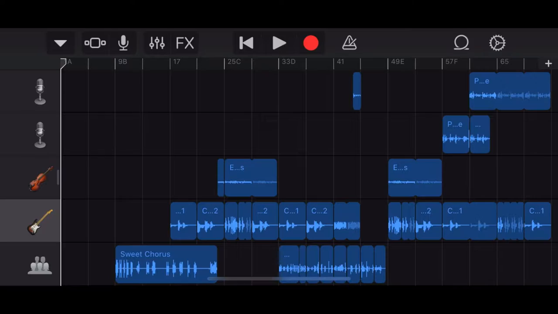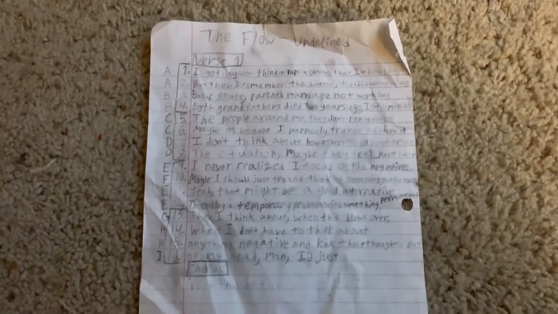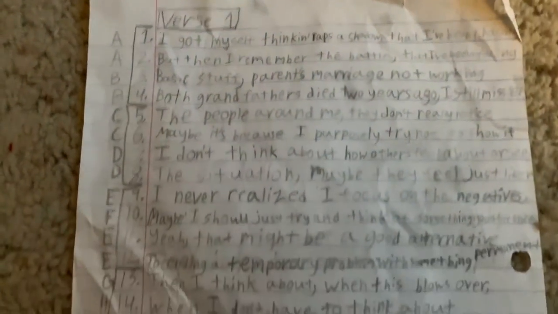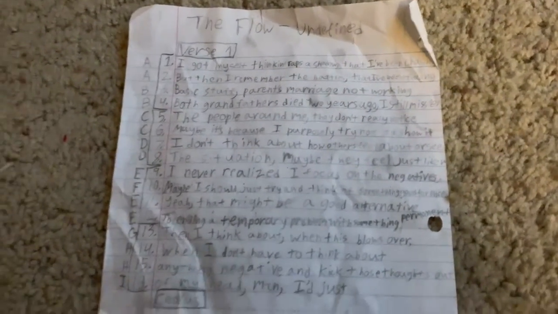Now let's just get into the actual lyrics. So this is actually the rough draft of the lyrics. This is actually the finished copy of the lyrics. I wrote down the first verse on this piece of paper. It fell out of my notebook. I can't find my notebook at the moment. I have the second verse in there.